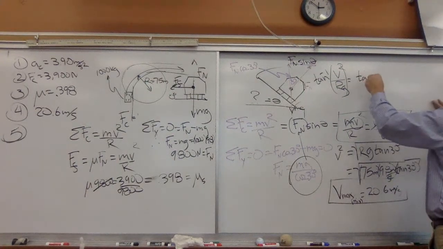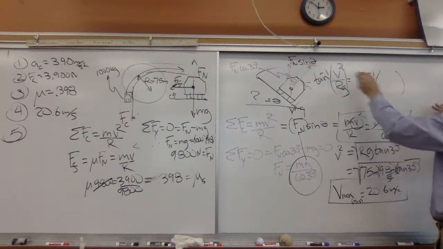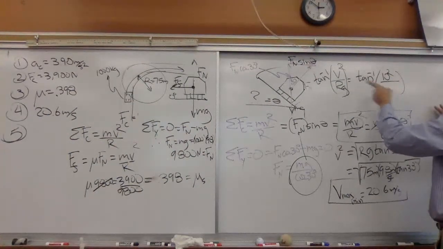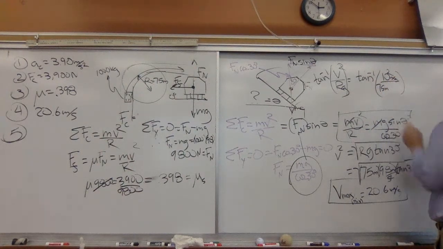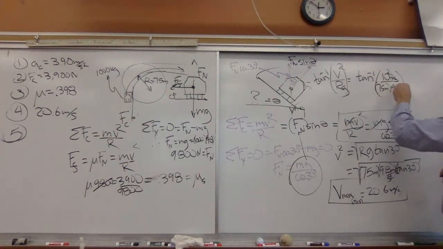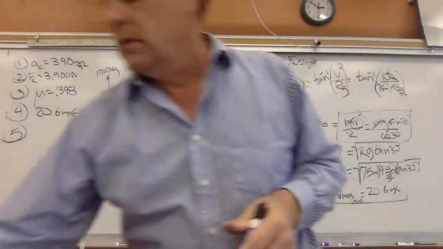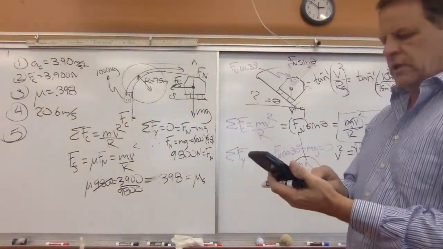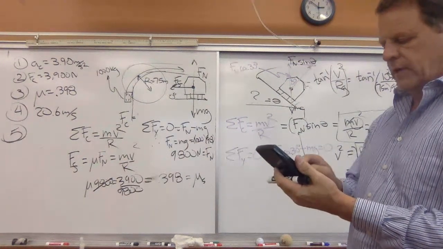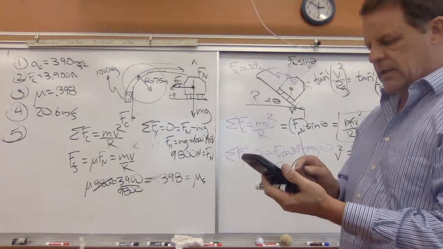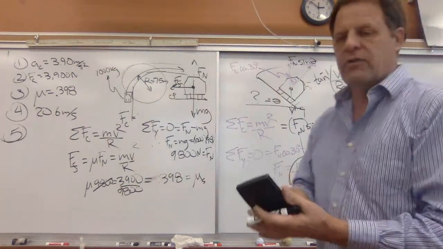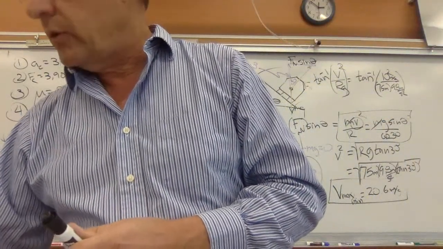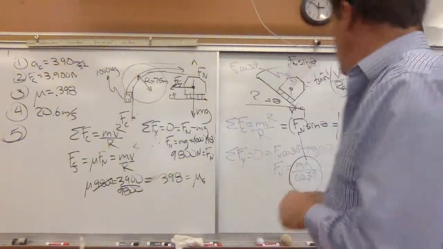So now we can say inverse tangent of 10 squared divided by our radius, which is 75 meters, and times 9.8. So 10 squared is 100 divided by 75 divided by 9.8 gives us 0.136. Inverse tangent of that answer, it's going to give us 7.74 degrees.